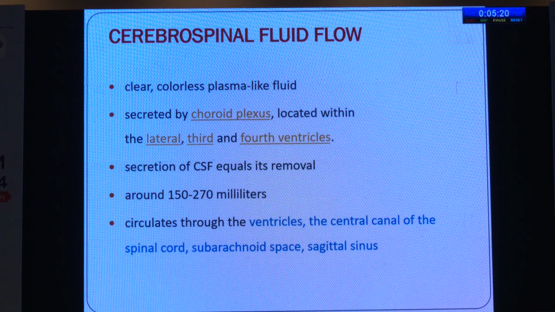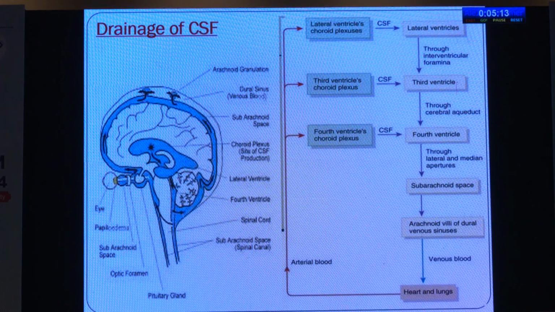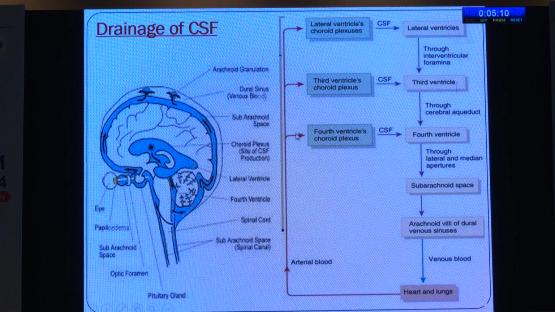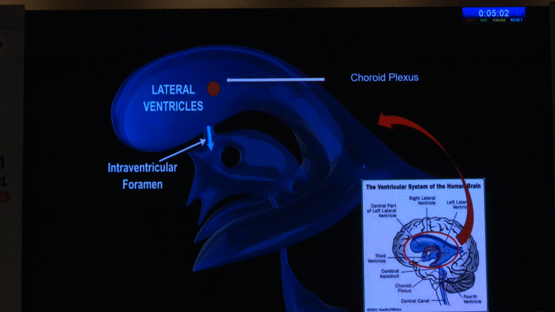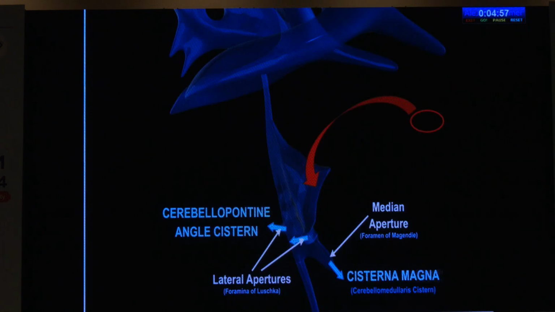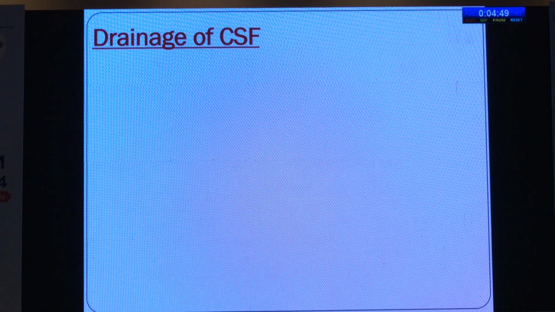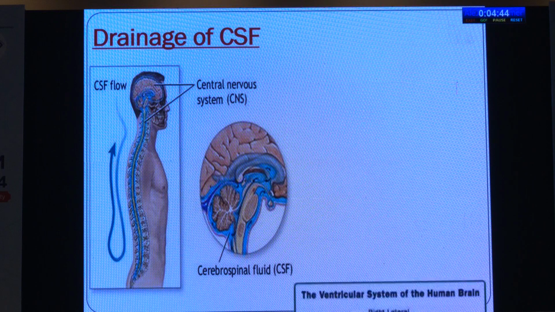That is how the ICP is maintained in the brain, and the quantity of it is 150 to 170 milliliters. So this is how the drainage of CSF goes. This is the choroid plexus in the body of the lateral ventricle. From there it goes through the interventricular foramen to your third ventricle. From there it goes through the cerebral aqueduct into the fourth ventricle, and from the fourth ventricle, through the foramina of Luschka and Magendie, to the cisterna magna and CP angle cistern. From there it goes into the spinal cord, again goes up into the brain, and this is how it becomes circulated.